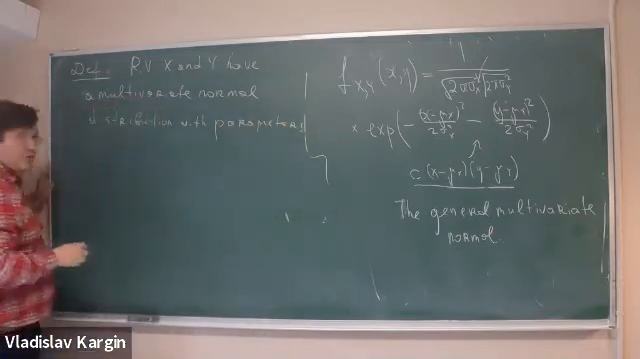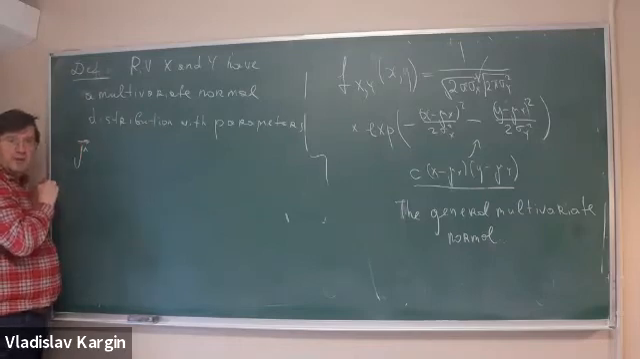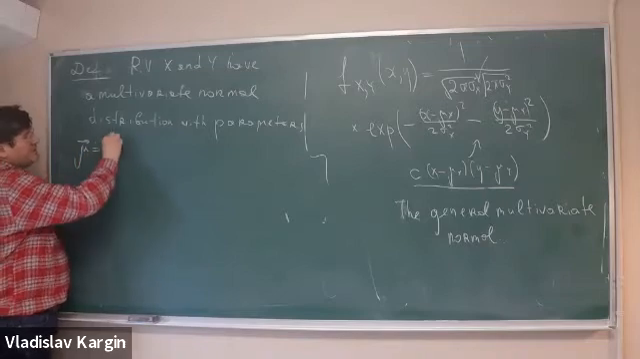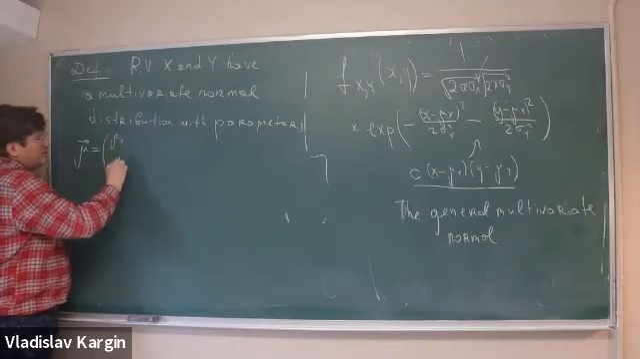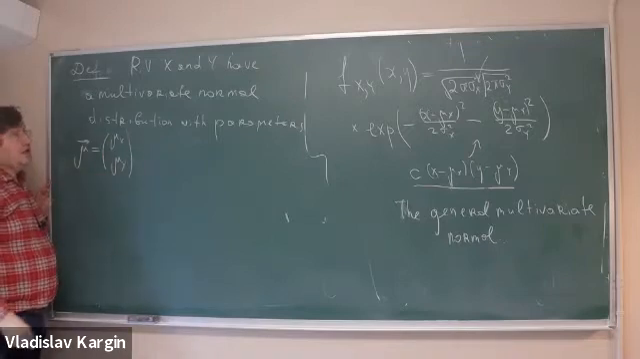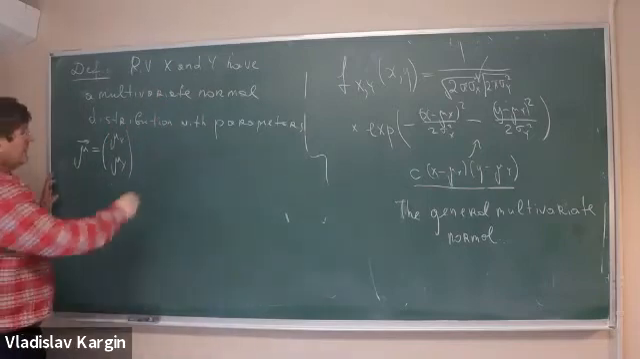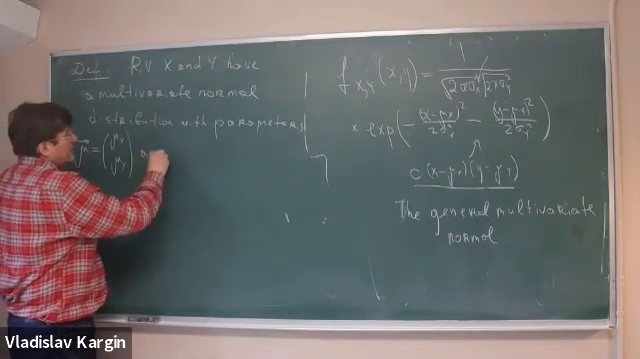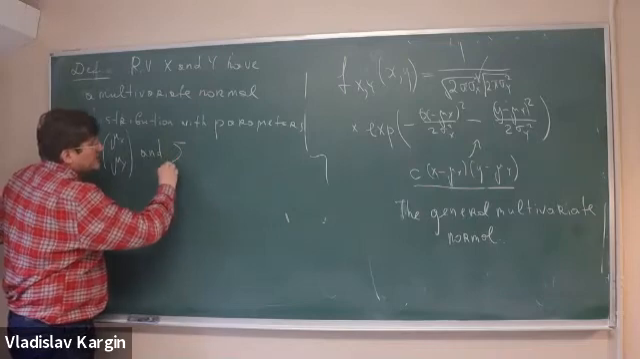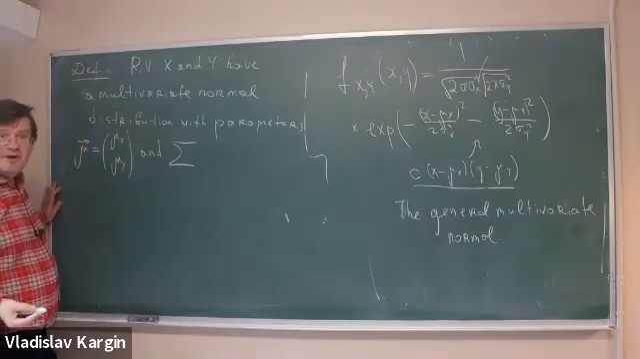mu, which is a vector. The parameters will be a vector and a matrix. So mu is a vector which consists of mu x and mu y, and the meaning of mu x and mu y is the expectation of x and the expectation of y. Another parameter we'll call sigma, and this is called the covariance matrix.